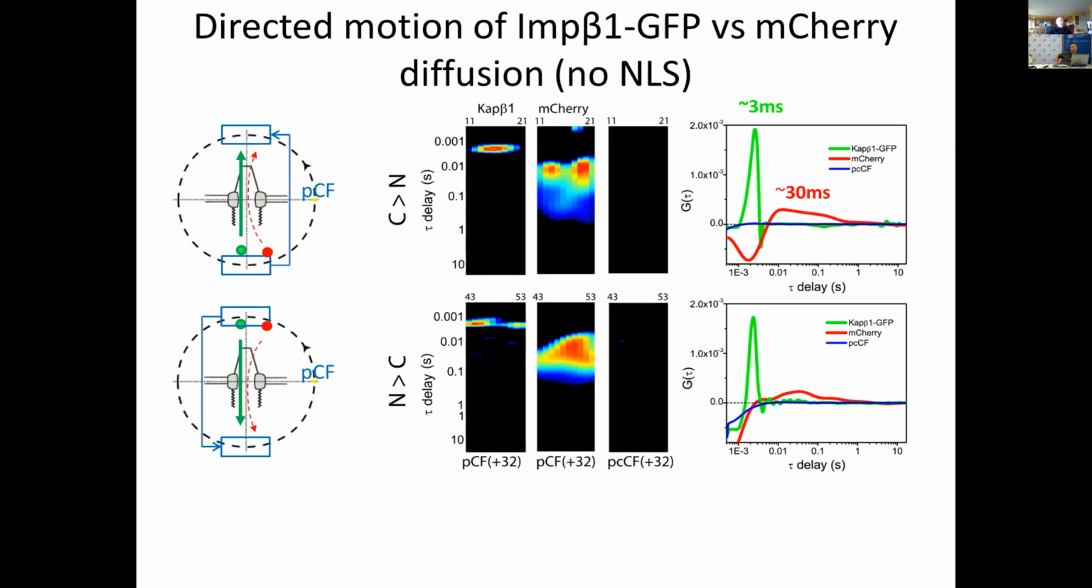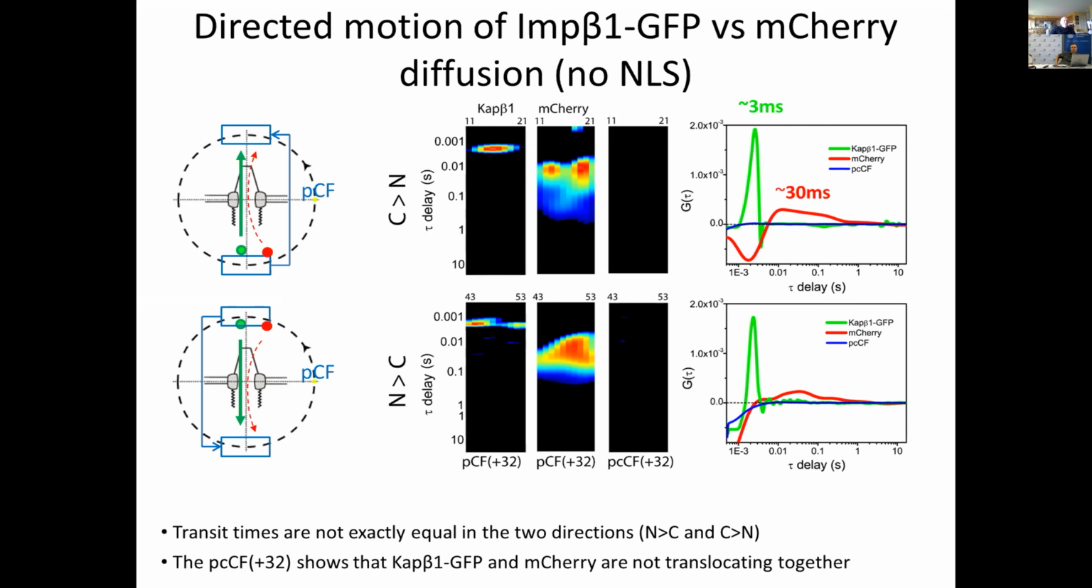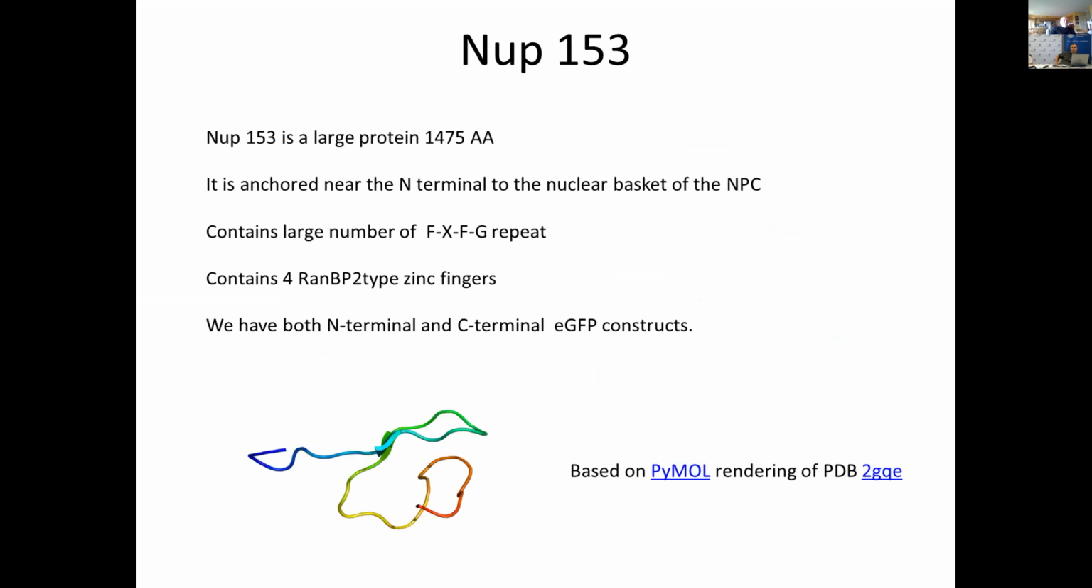Okay, so now let us study this process. We have the cargo, which is in green, and we have a protein which is just in red, and is pure diffusion. So the green one will have a correlation, this hump in the curve, and that correlation time is 3 milliseconds. And the other one is much, much longer, which means, yes, it passed through, but at a totally different time scale. Okay.